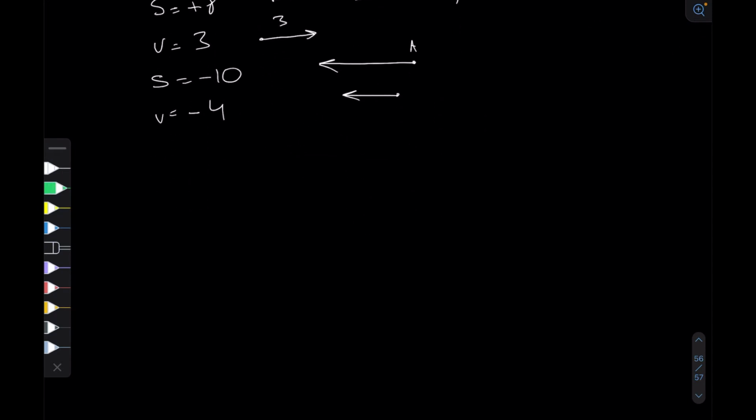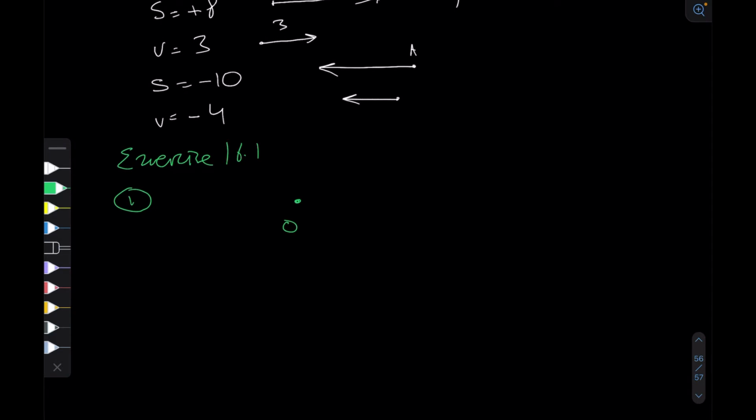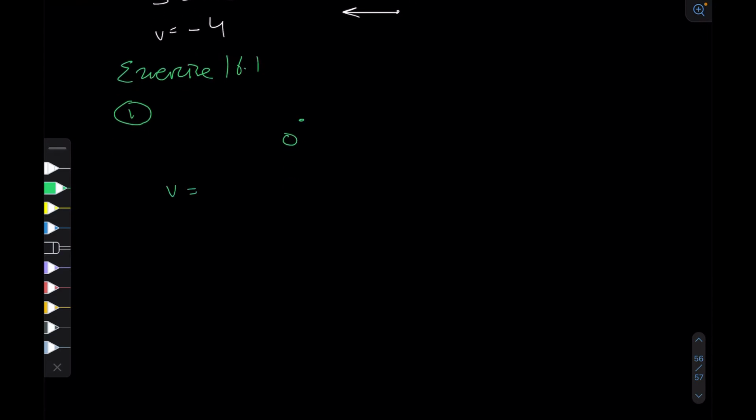So let's go ahead and try a question out from exercise 16.1, question 1. It says a particle moving in a straight line passes through a fixed point O. Its velocity is v meters per second. Sorry, I misread the question. It says that its velocity v meters per second, t seconds after passing through O, is given by a certain formula. So they're saying that velocity is given by 50 over (3t plus 2) squared.